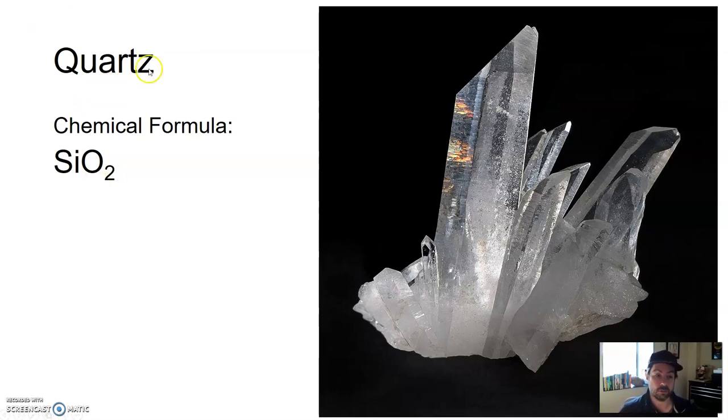So quartz is the most common mineral in the Earth's crust because it's made up of the most common stuff in the Earth's crust. So it comes in cool crystal forms like that. It comes in kind of just milky white, lumpy forms, kind of a rose pink. It comes in purple. It comes in any number of different colors.